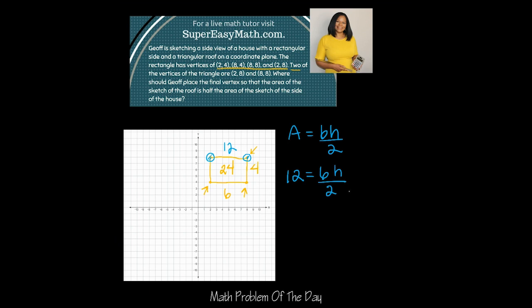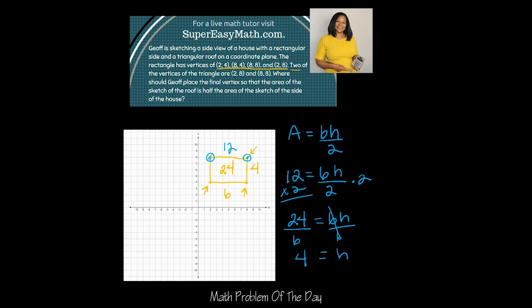Now I'm going to solve for h to figure out what the height is. So I'm going to multiply by 2 on both sides. This side ends up being 24. This side ends up being 6h. Now I'm going to divide by 6 on both sides. These 6's cancel out, and I'm left with an h here and a 4 here. So this tells me that my height is 4.